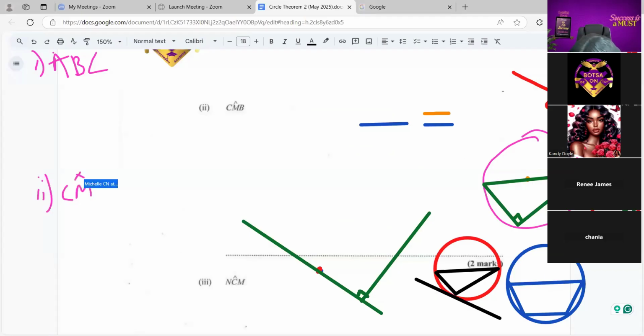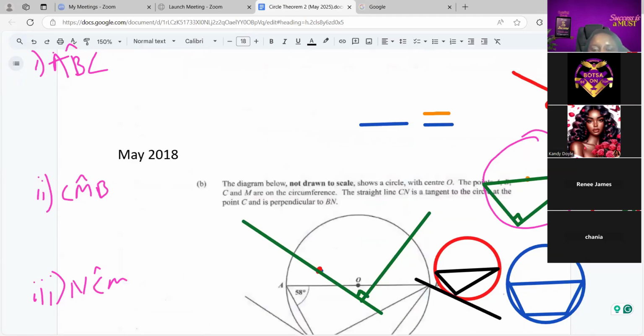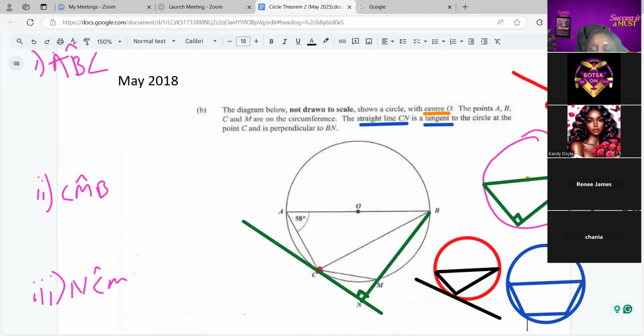CMB and NCM. Okay, so heading back up here, the first angle they want us to find is ABC. So I'm going to take off my sketch.